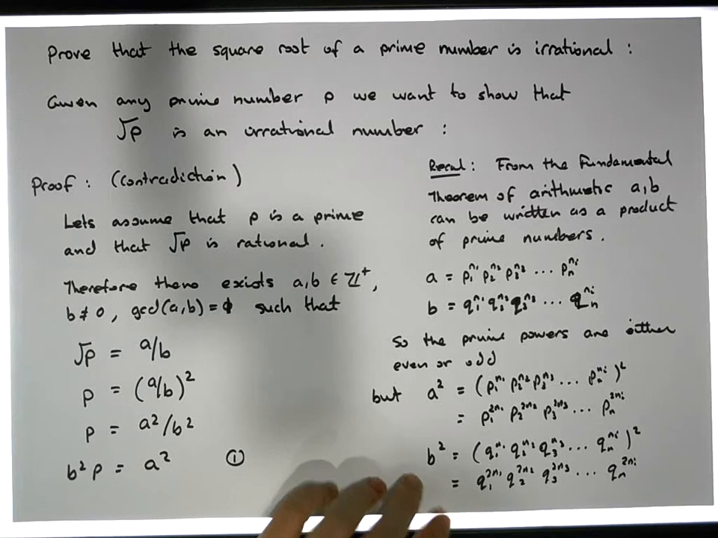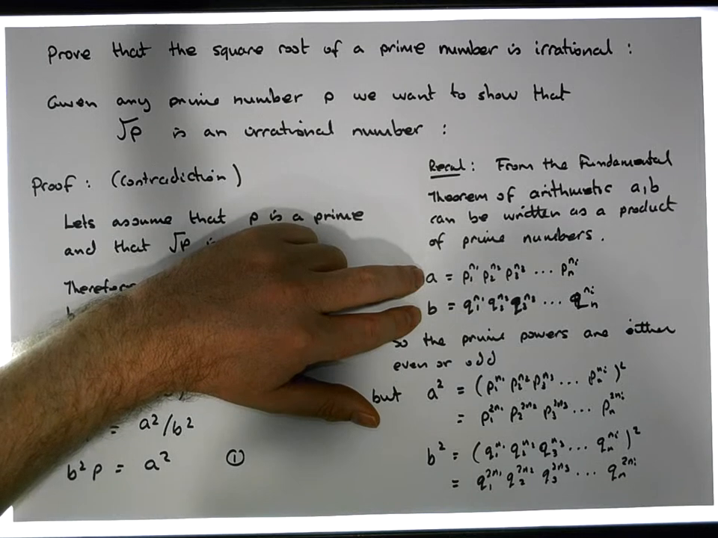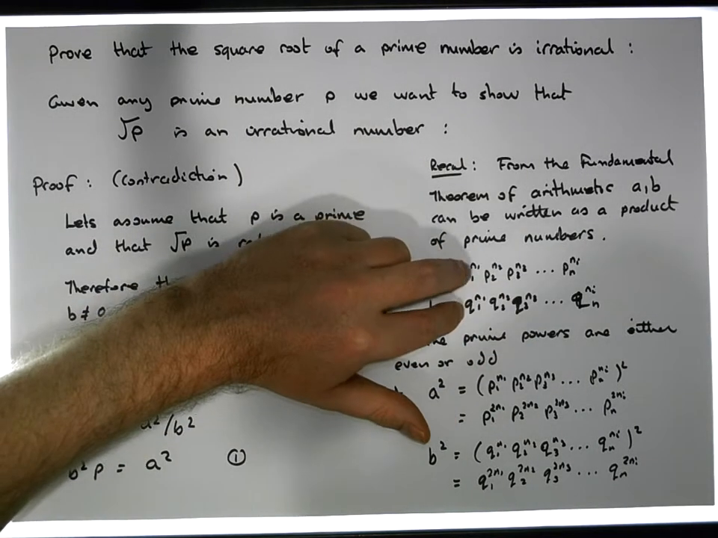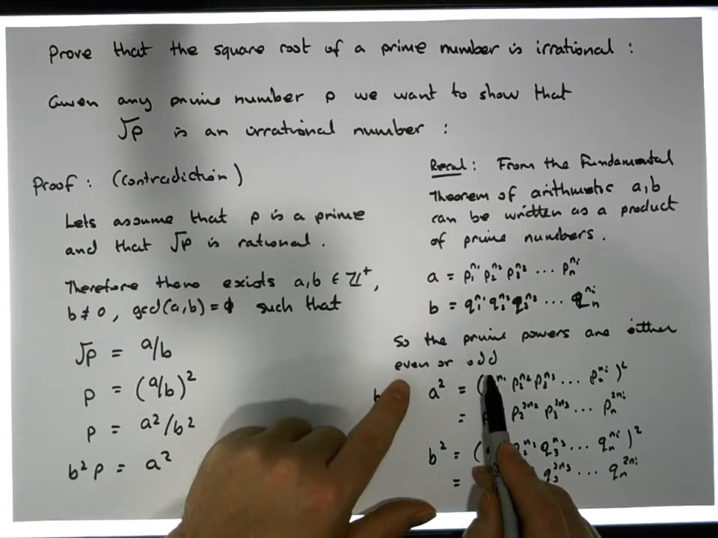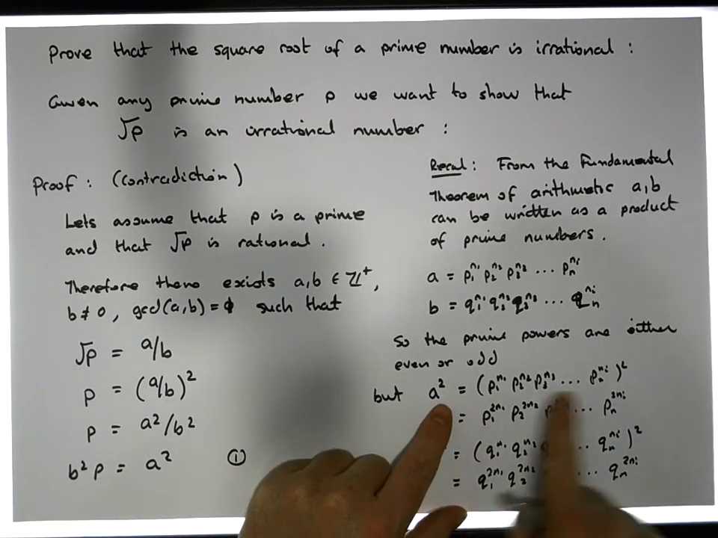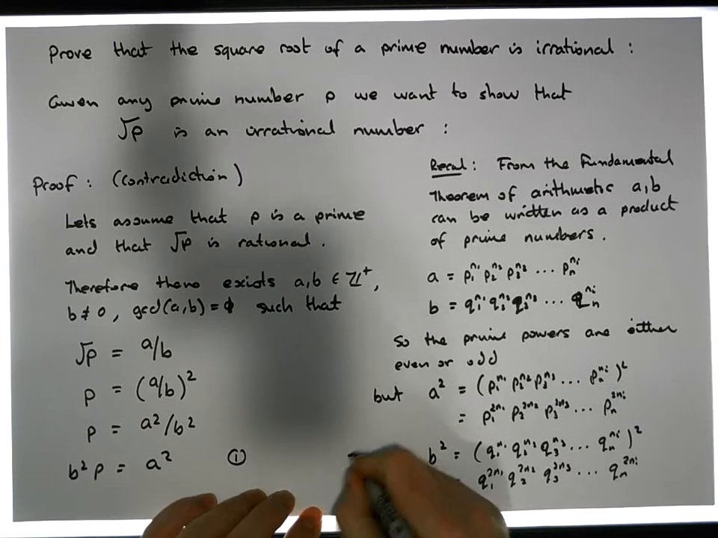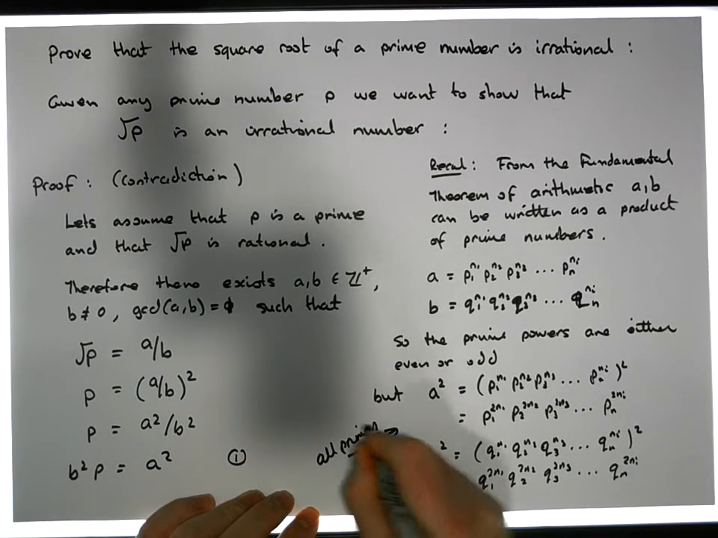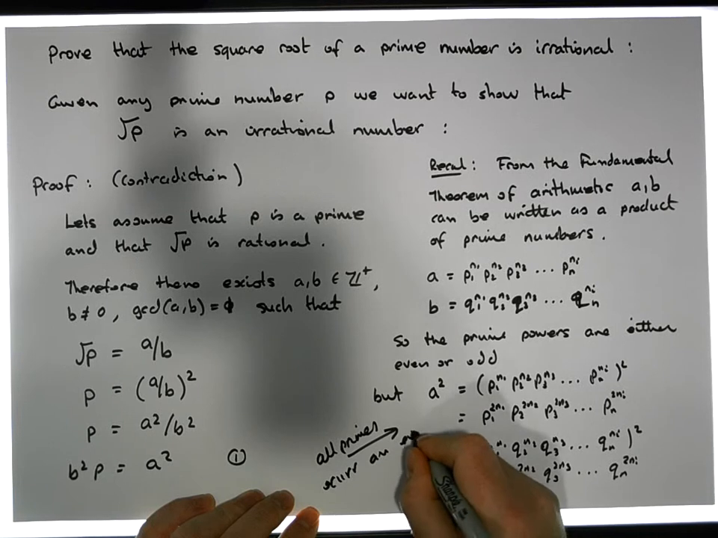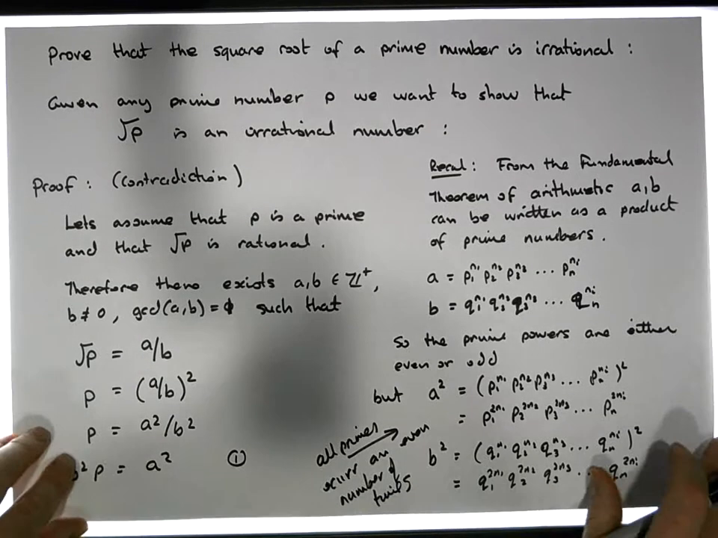The important thing here is that, irrespective of our choices of a and b, a and b can be written as a product of primes, where the power associated with each prime is either even or odd. But when we square a and when we square b, the primes that occur all occur an even number of times. So that's important: clearly, all primes occur an even number of times when we square them. Well, what does that mean for this identity? Let's go back to the identity.